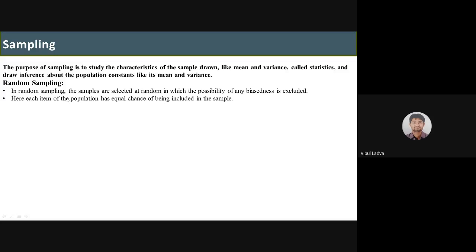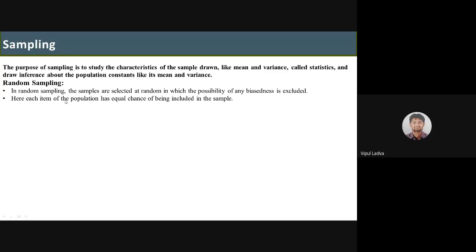In random sampling, the samples are selected at random. Randomly select करेंगे ना, in which the possibility of any biasness is excluded. किसी भी एक ऑब्जेक्ट के लिए हम बायस नहीं है, is it? So we are selecting objects randomly in random sampling. This is what random sampling is. Each item of the population has equal chance of being included in the sample.